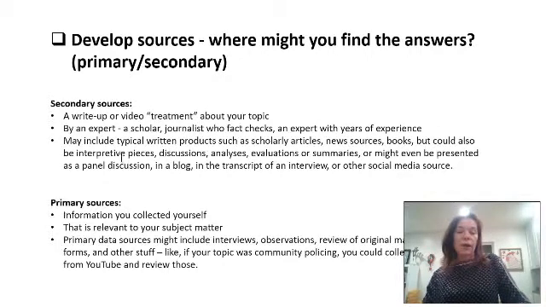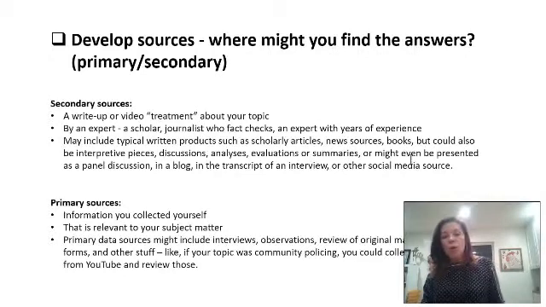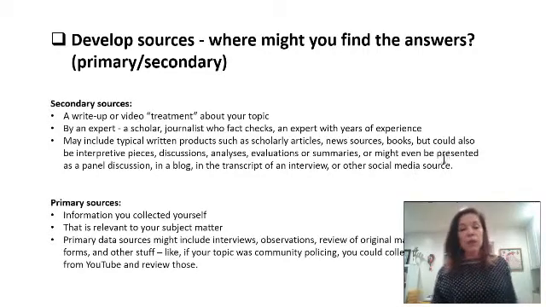All right, so here's the list. It might include typically written products like scholarly articles, news articles, books, but it could also be an interpretive piece, a discussion, an analysis, an evaluation, or a summary of something, or it could be presented like a panel discussion or in a blog or a transcript of an interview or any other social media source. I like TED Talks myself.